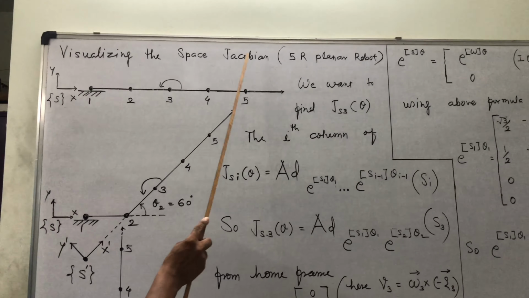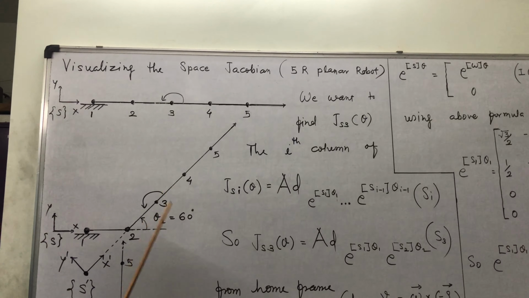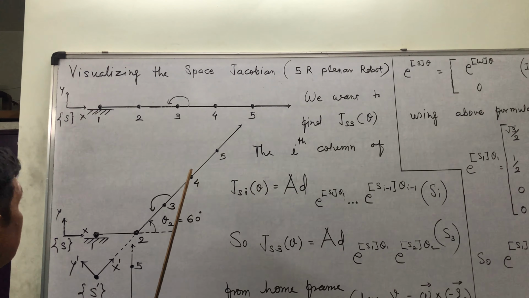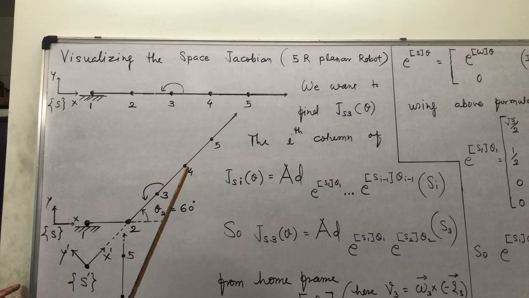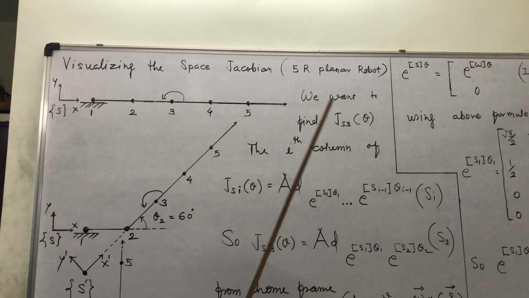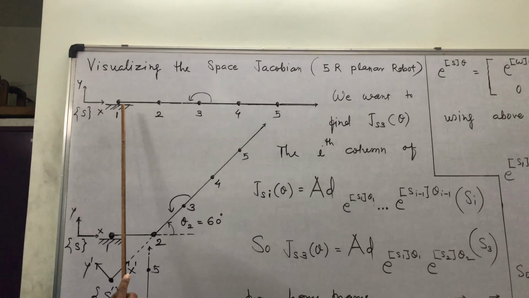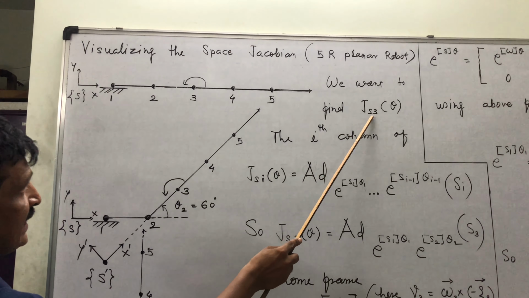Visualizing the space Jacobian for a 5-hour planar robot using the theory, which is used in computer software. In our previous video we discussed the geometrical point of view, but now we are applying the theory. This is a 5-hour planar robot: first joint, second joint, third, fourth, fifth, and we want to find Js3 of theta.